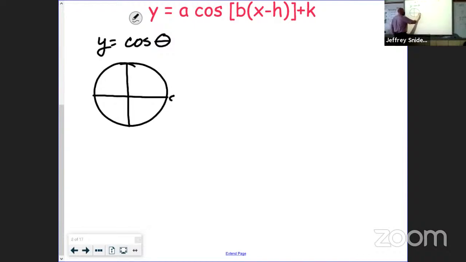And my familiar angles are 0, pi over 6, pi over 4, pi over 3, pi over 2, 2 pi over 3, 3 pi over 4, yup. I'm not going to write all those values down. We should know those. Okay?